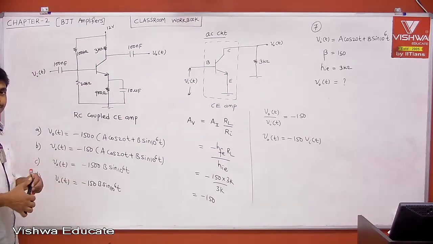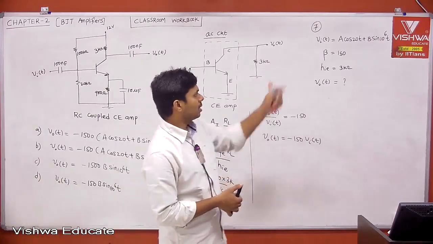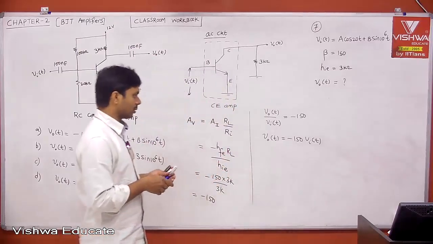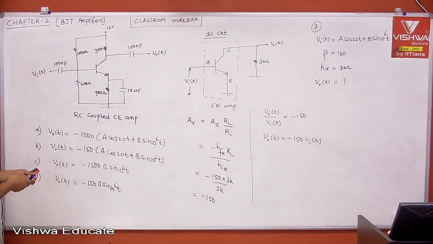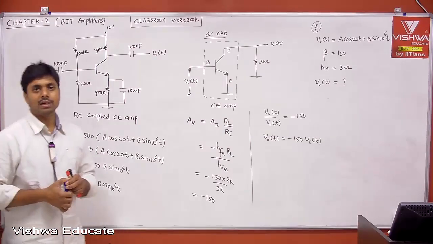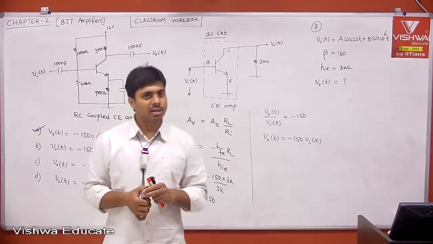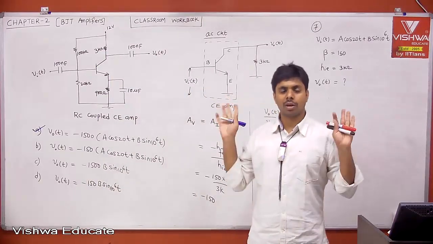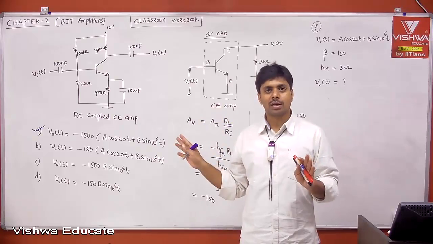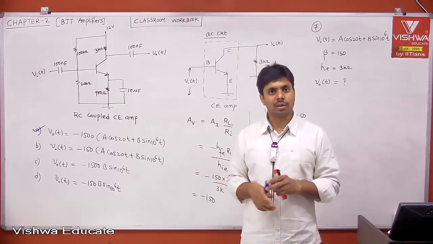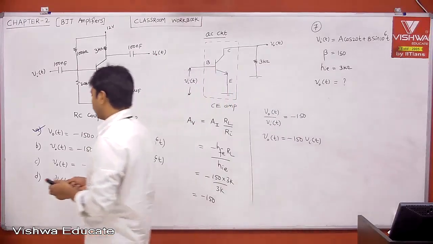Therefore, what is the answer? What is V naught of t? Minus 150 into Va of t. What is Va of t? A cos 20t plus B sin 10 to the power of 60. Therefore, the answer is V naught of t is equal to minus 150 into A cos 20t plus B sin 10 to the power of 60. Is this clear? Whatever procedure we applied, we got the answer. This is convincing you, right? But let me tell you, this is not the answer.